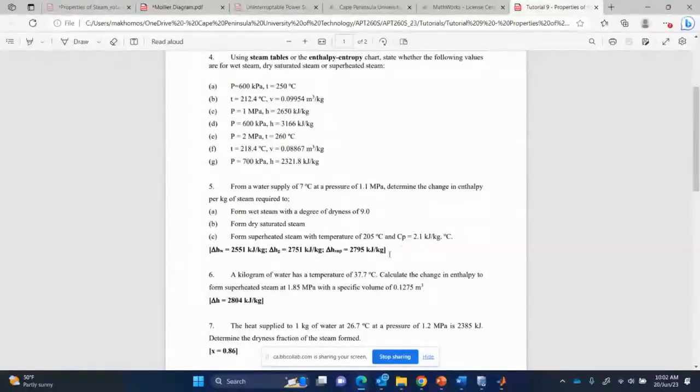And I would like you to listen very, very carefully. Question 5, there's a mistake there. The question says you calculate the energy to form wet steam with a dryness fraction of 9.0. Sorry, it's actually 0.9, not 9.0. So the dryness fraction is 0.9, not 9.0. That is a typing error there. So let me copy this so that I can solve it for you.